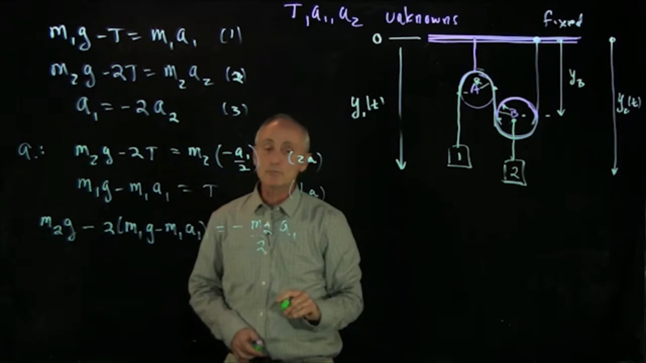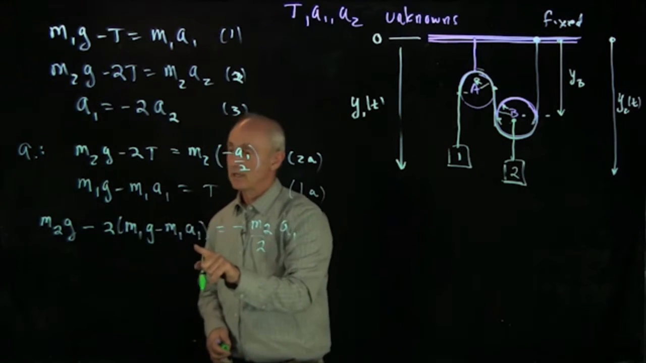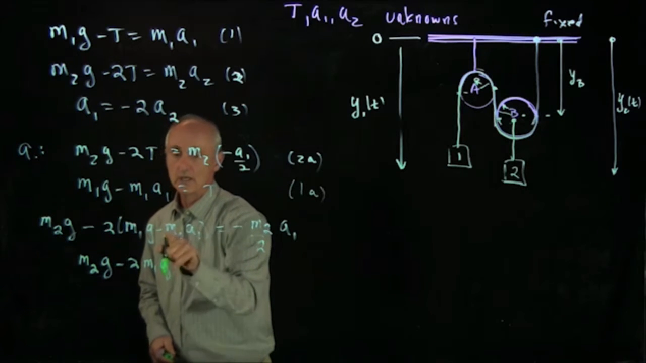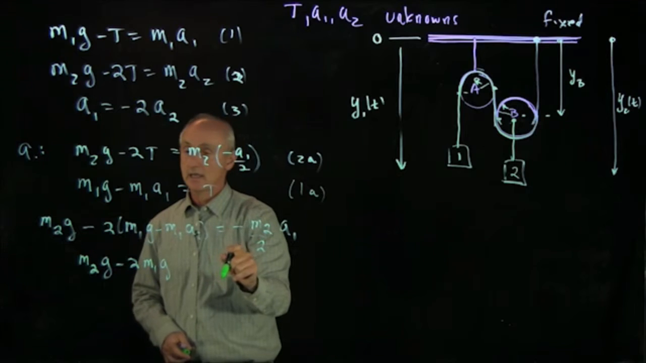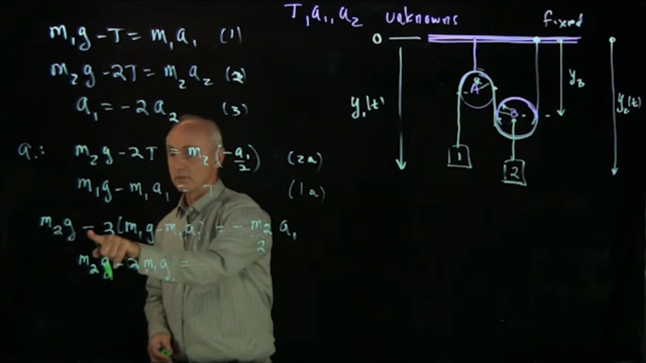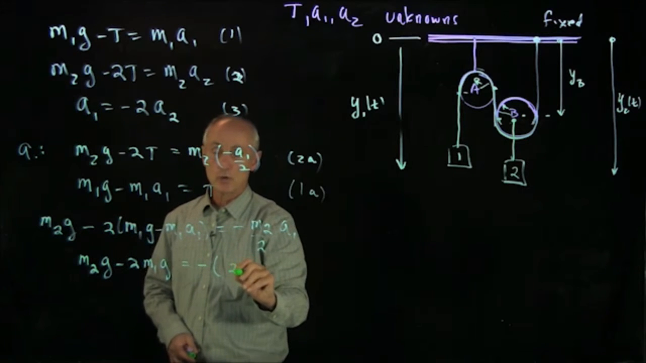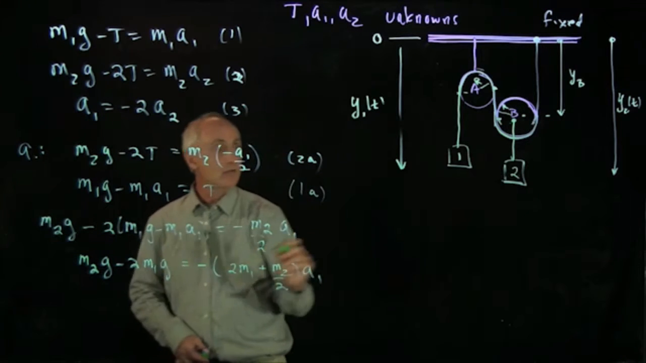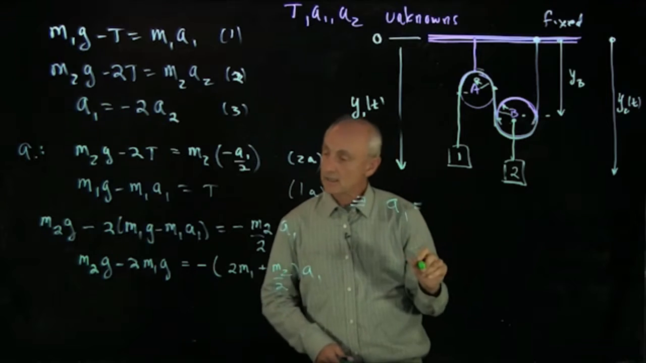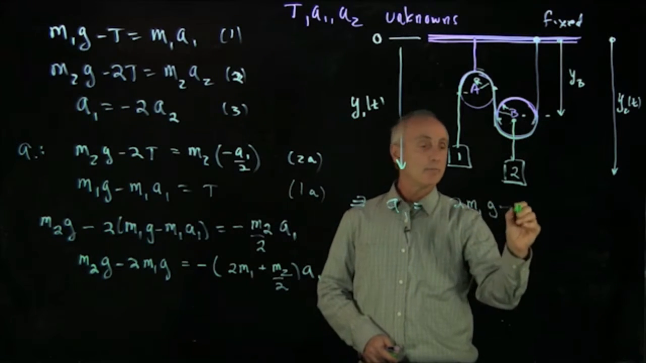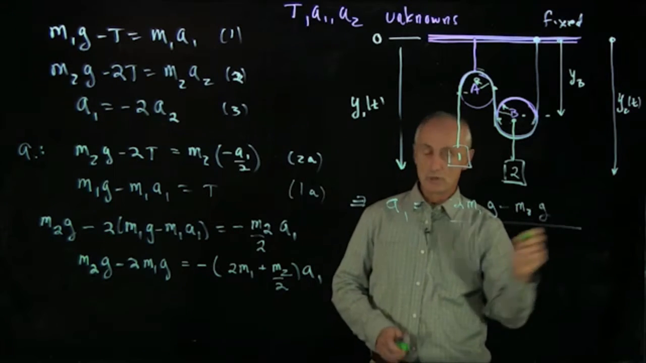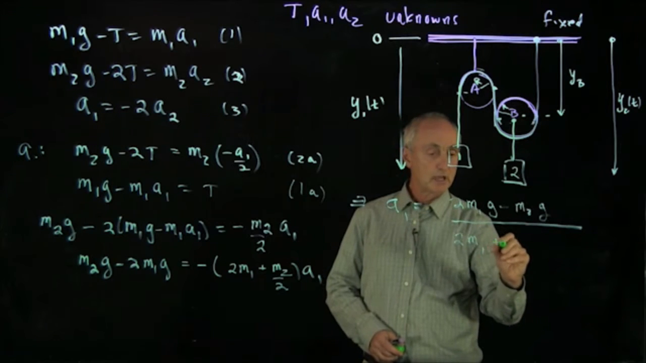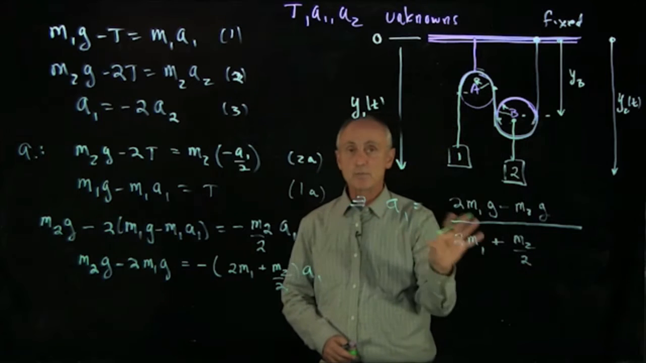And now I'd like to collect my a1 terms. Let's bring all the a1 terms to this side, and I get m2g minus 2 m1g equal to, that's plus plus, so I'll have two minus signs, and I'll have (2 m1 plus m2 over 2) a1. And now I can solve for a1, and what I get is (2 m1g minus m2g), and I want to divide through by this denominator. What I have downstairs is (2 m1 plus m2) divided by 2. And that's my expression for a1.